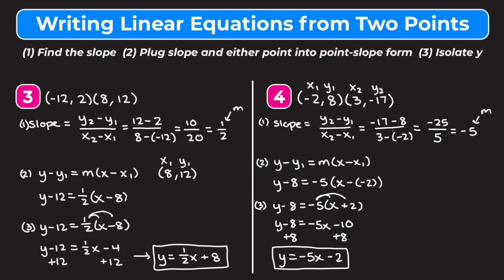So hopefully this video helped you guys learn how to write linear equations from 2 points. You just have to remember that you want to start by finding the slope, then you want to plug the slope and either point into point-slope form, and then isolate y to get the equation in y equals mx plus b form.